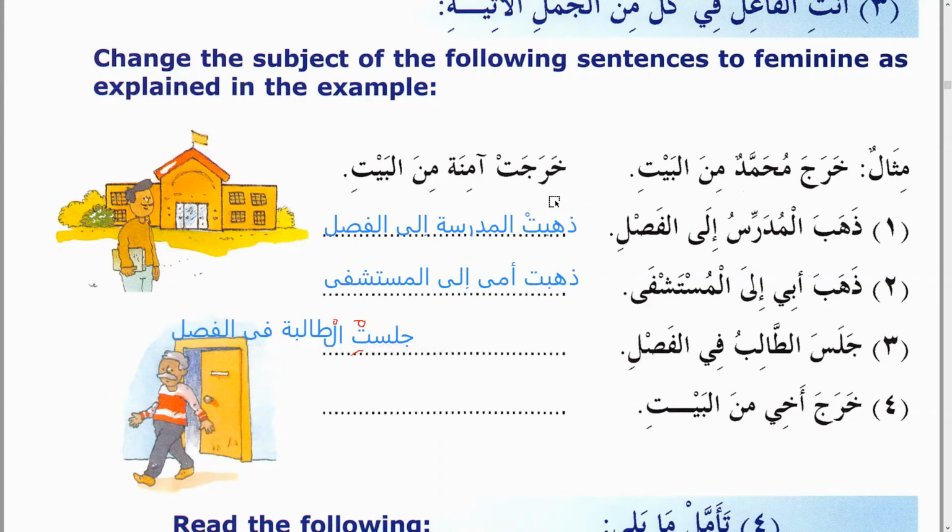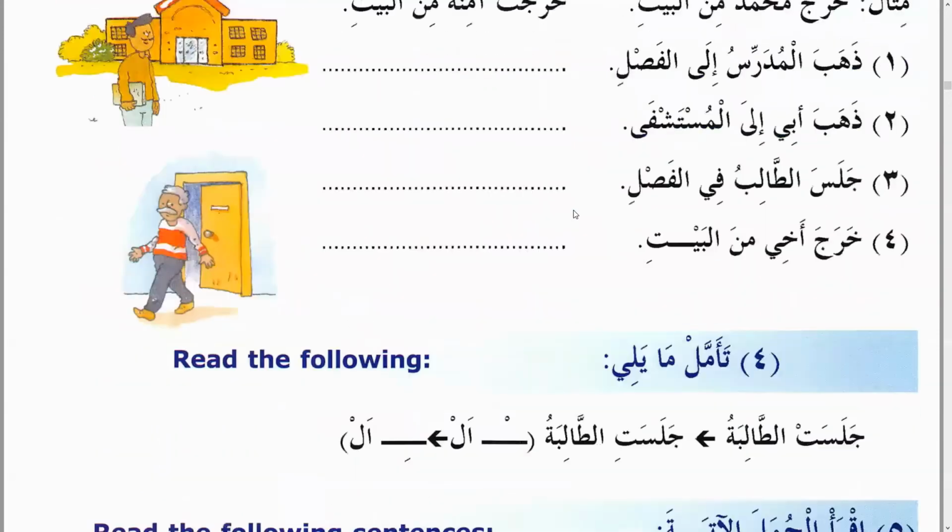Jalasat talibatu fil fasli. Kharaja akhi min al-bayti. Kharajat. Again, my brother left the house. Kharajat ukhti. My sister left the house. Very easy. So instead of dhahaba, we say dhahabat; dhahaba, dhahabat, jalasa, jalasat, kharaja, kharajat. Inshallah.